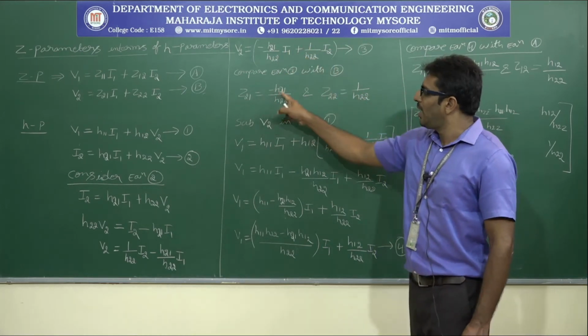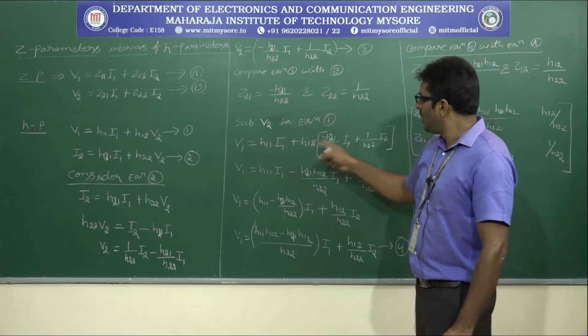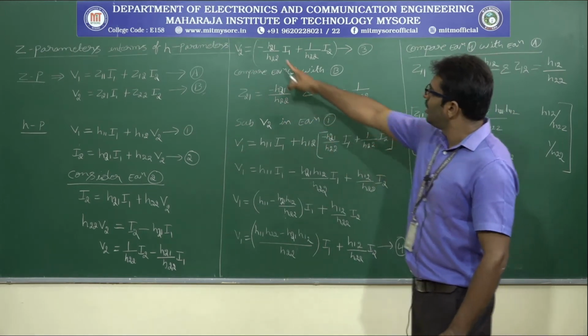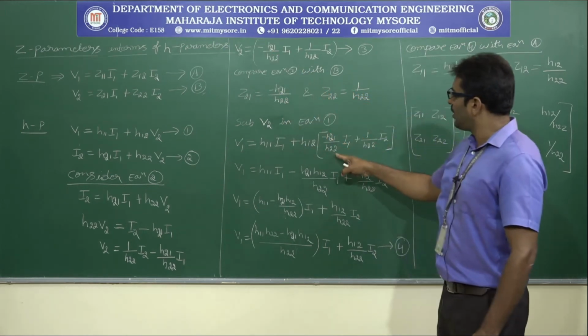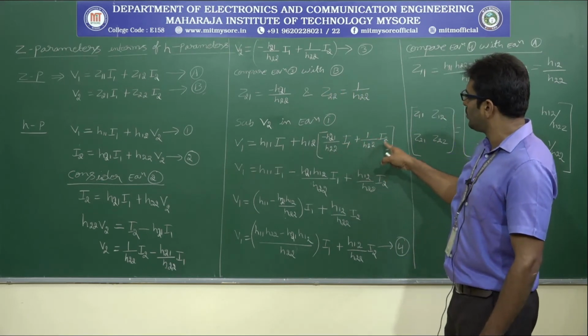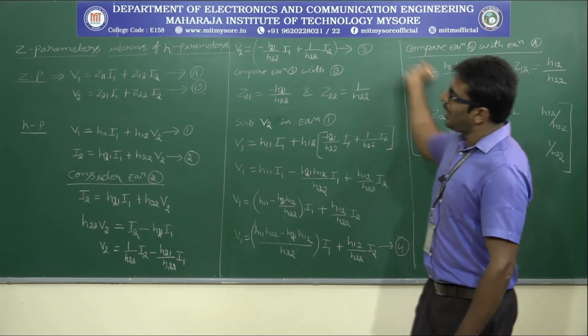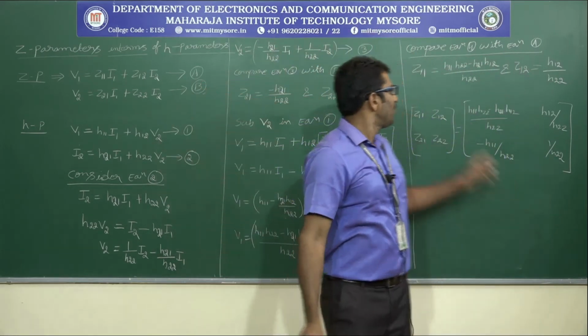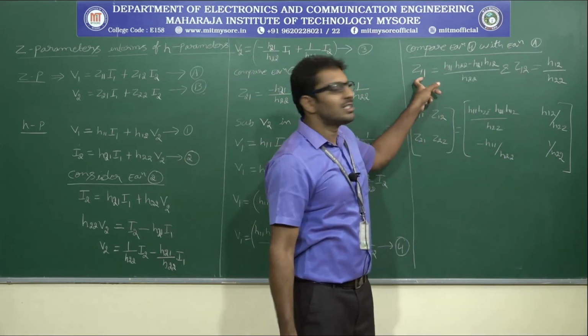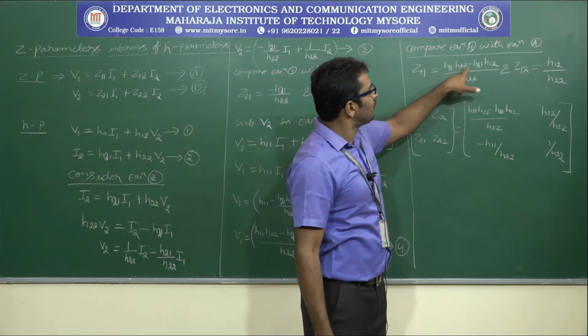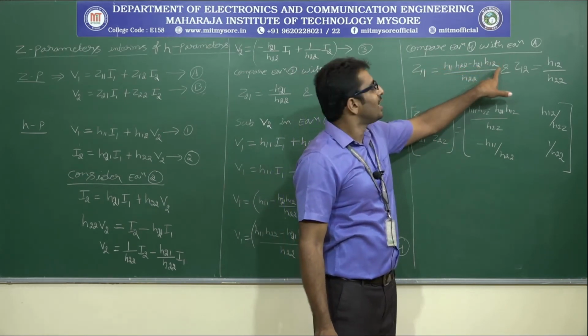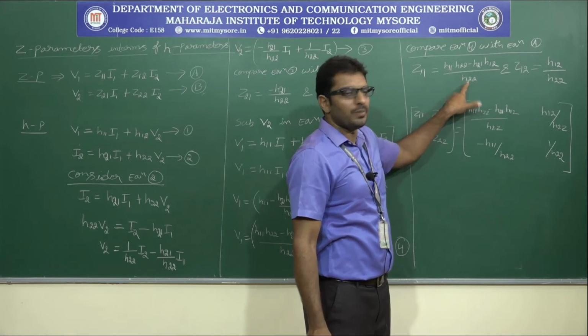Then what is Z21? Minus H21 by H22. While substituting in equation 1, we get minus H21 by H22 I1 plus H22 into I2. Rearrange the equation and compare with equation A. You will get Z11 is equal to H11 H22 minus H21 H12 divided by H22.